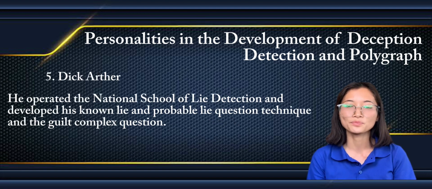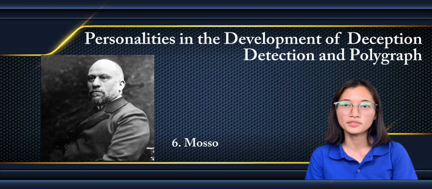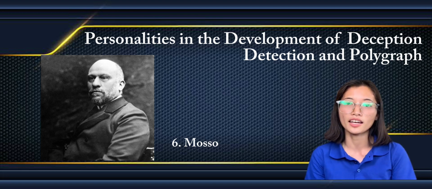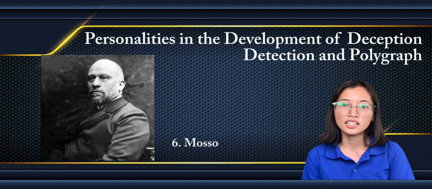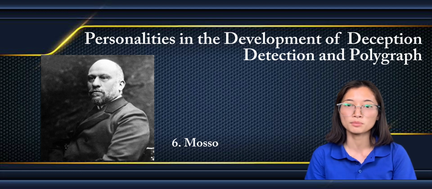Dick Arthur operated the National School of Lie Detection and developed his known lie and probable lie question technique and the guilt complex question. Mosso, an Italian scientist, in 1895 theorized that when in emotional stress or tension, blood would rush to the head. He built a delicately balanced board with a center fulcrum. A person lying on this board was placed under stress and blood would rush to his head, causing the board to tilt down at the head.